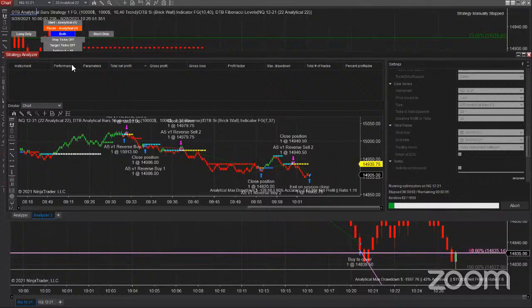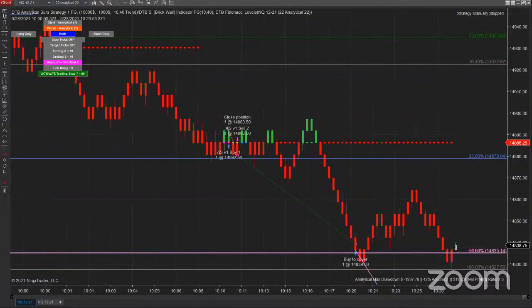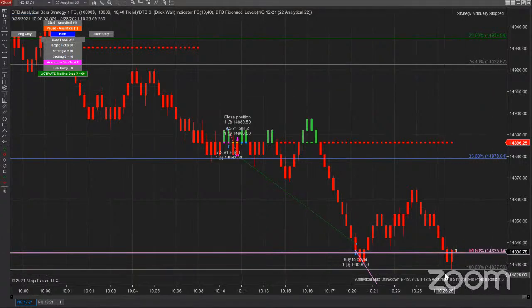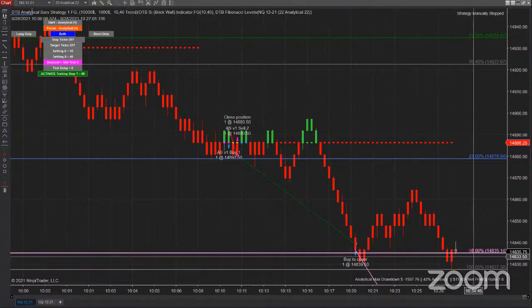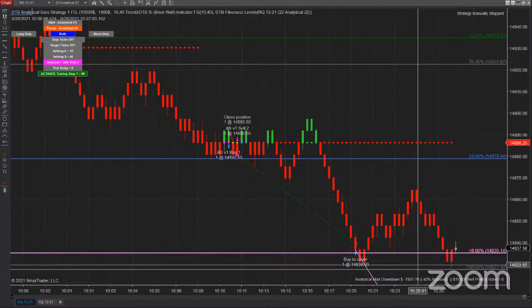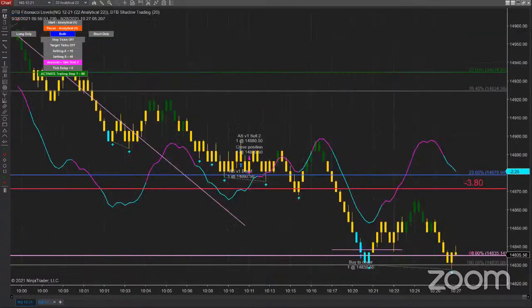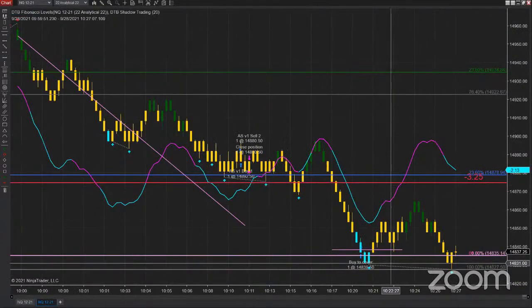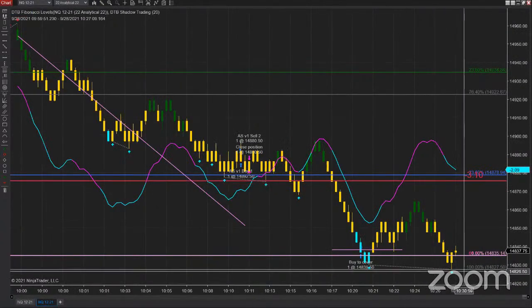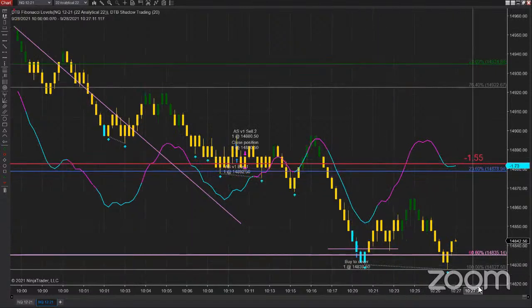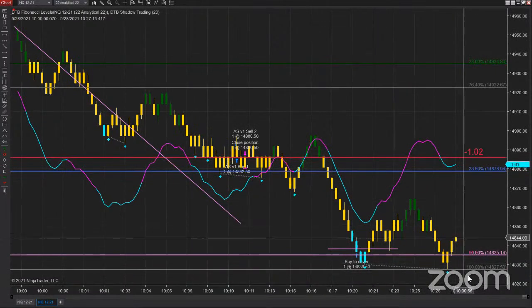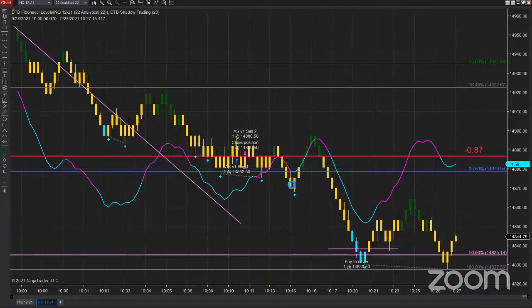Yeah, let's let that run in the background. So here we go. The price is back at the 61.8. Let's look at what the shadow trading is giving us. It's showing us a divergence there. See, we're seeing a divergence over here at this level. Momentum line flicking up.